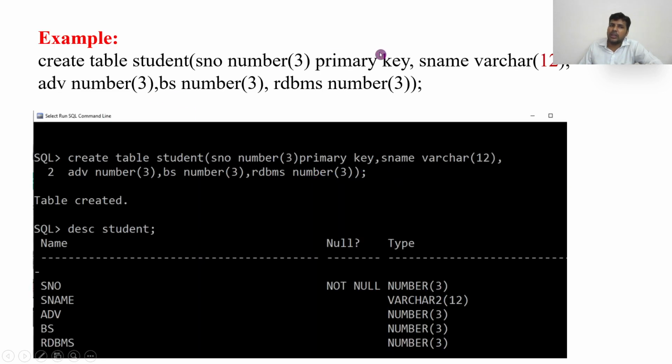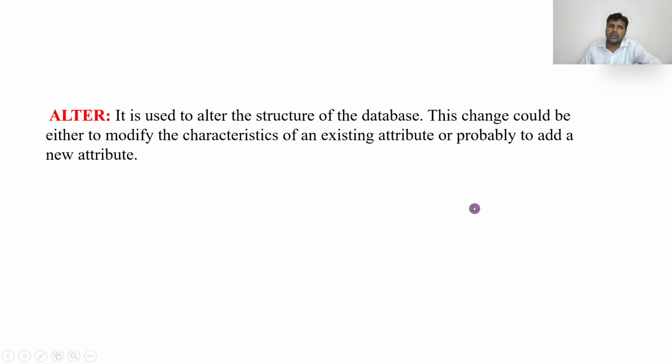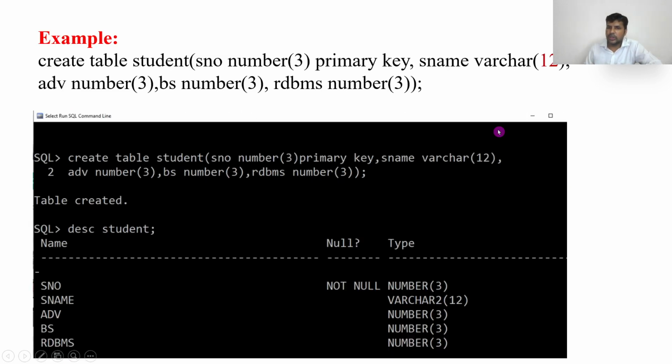So when I create this table, I have created the table, so immediately you will get a message, table created. That means you have successfully done it, right? When I say DESC, it will show the structure of the table. DESC student. So automatically you can see student number 3, student name varchar, advance number 3, BS number 3, RDBMS number 3, right? That's how we create the table.